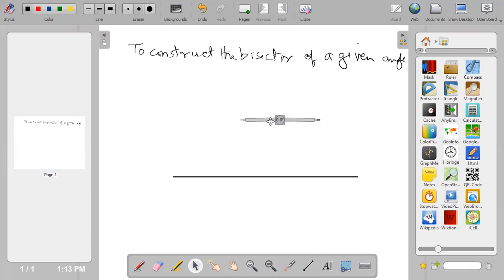For that you bring the compass. You can do with me, you can bring the compass here. Okay, keep it here. Here it is showing 7.2 centimeter, any length you can take.